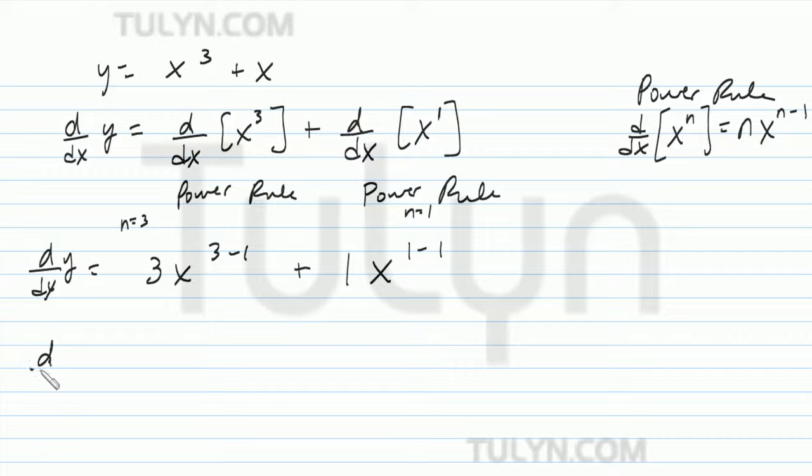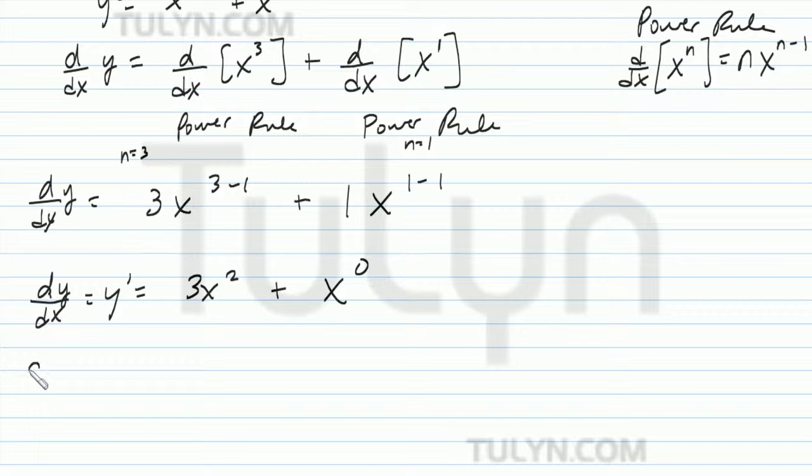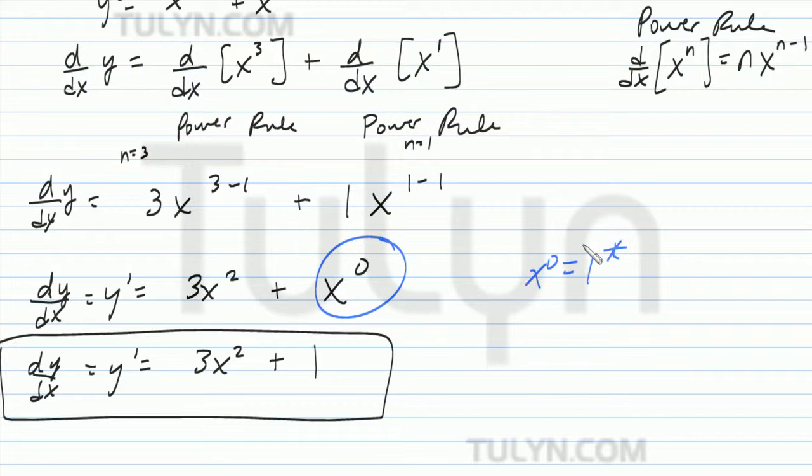So the derivative with respect to x of y, or y prime, is equal to 3x to the 3 minus 1, which is 2, plus 1 times x to the 1 minus 1, which is x to the 0 power, since 1 minus 1 is 0. So y prime is equal to 3x squared plus, where we have x to the 0 power, 1.